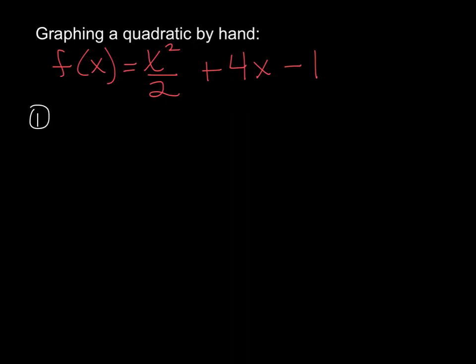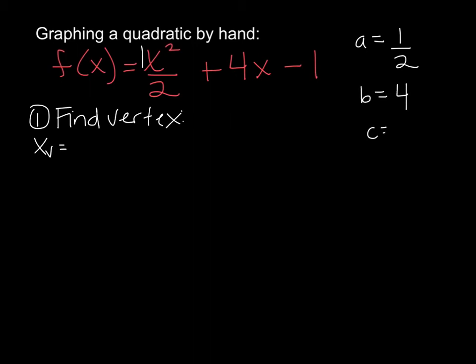So the first thing we are going to do is find the vertex using everything we just did. Okay, so my X part of my vertex is going to be, so let's list A, B, and C. A would be, if it's X squared over 2, my A is going to be 1/2. Okay, because there's really a 1 in front of that X squared, and we can't forget about that 2. B is going to be 4, and C is -1. Okay, so the X part of my vertex is -4 over 2 times 1/2. Okay, well 2 times 1/2 is just 1. So I really have -4.